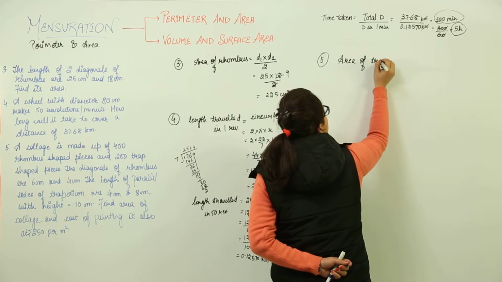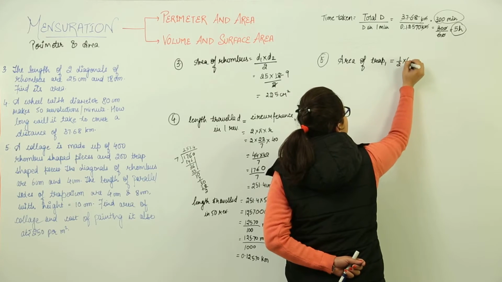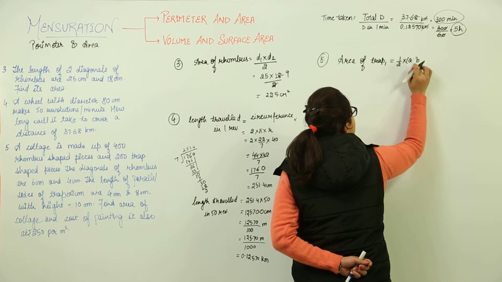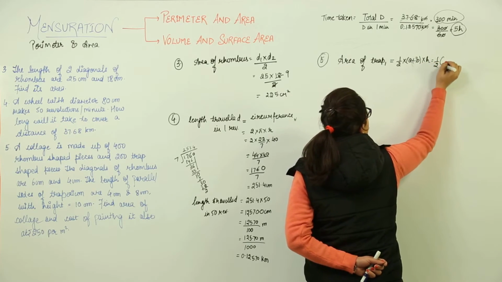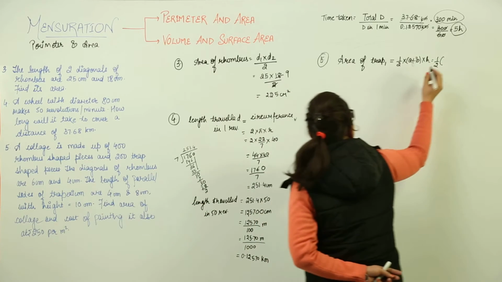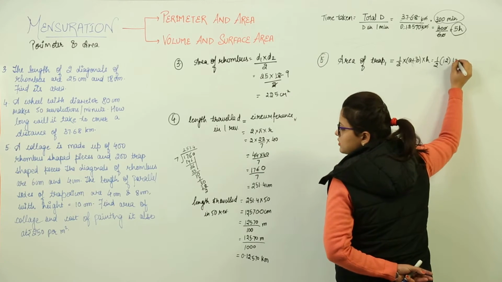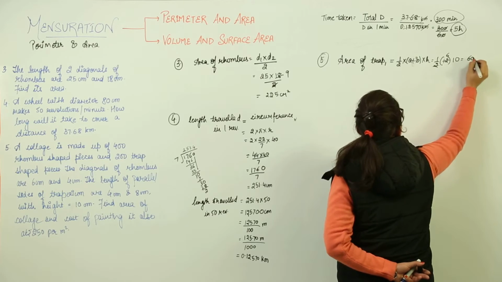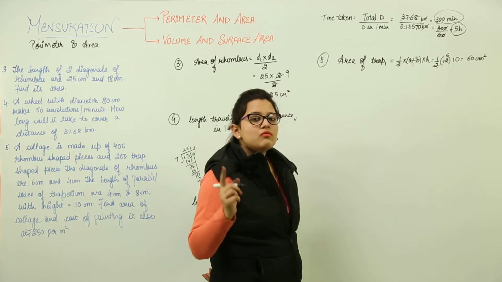Area of trapezium 1 will be equal to 1 by 2 into the sum of parallel sides into height. This will be equal to 1 by 2 into, what will be the sum of parallel sides given? 4 and 8 are the parallel sides. So 4 plus 8 is directly 12. And what is the height provided to us? It is 10. So when we cancel this out, we get 6 tens are 60 centimeters square. This is the area of one trapezium.